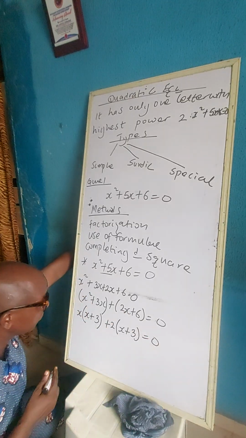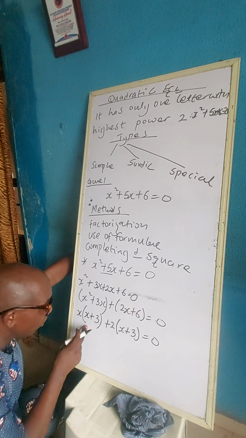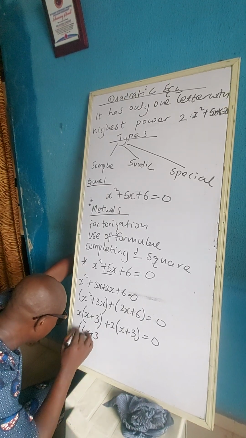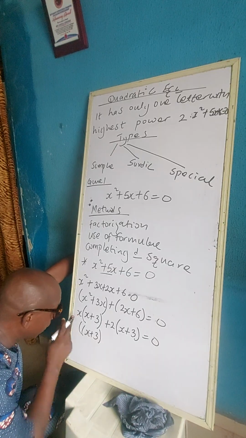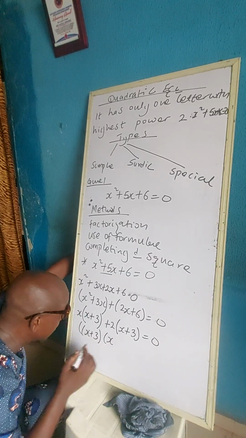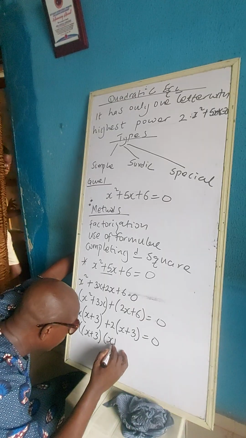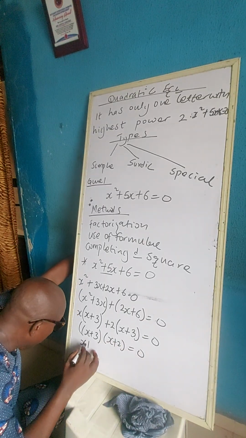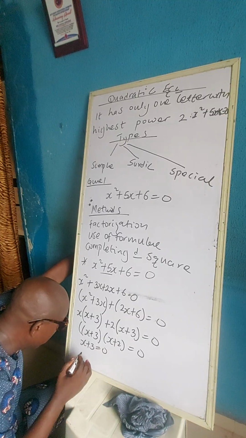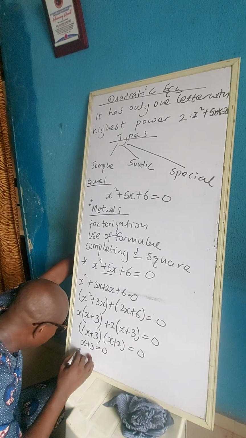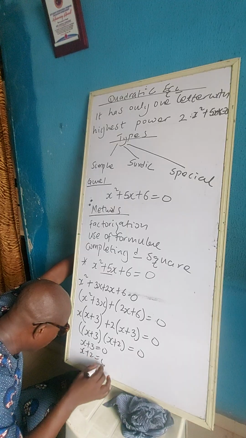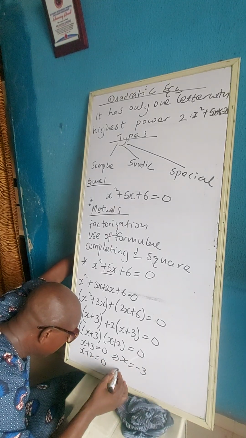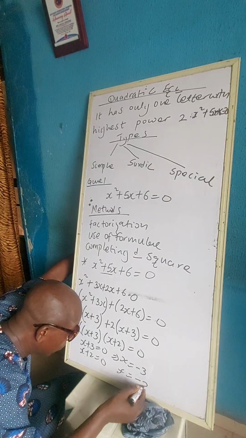Equal to 0. This and this, once they are common, pick one out: x plus 3. The one in front of this, pick it out, as well as the one in front of this, plus 2. Pick it equal to 0. That means x plus 3 equal to 0, x plus 2 equal to 0. That means x equal to minus 3, x equal to minus 2.